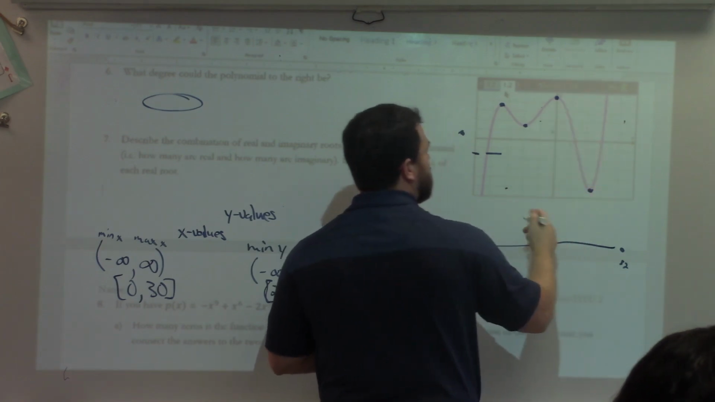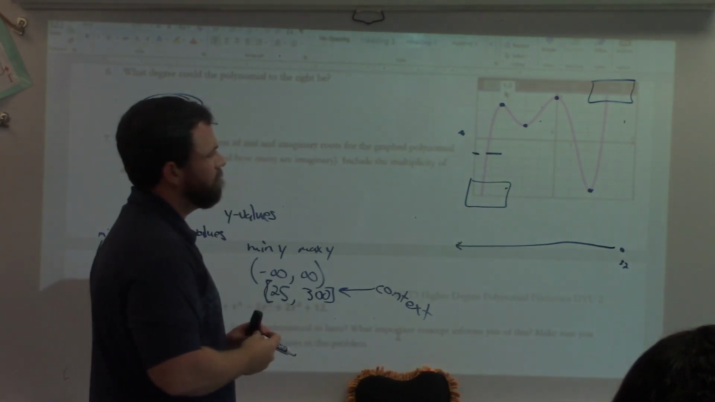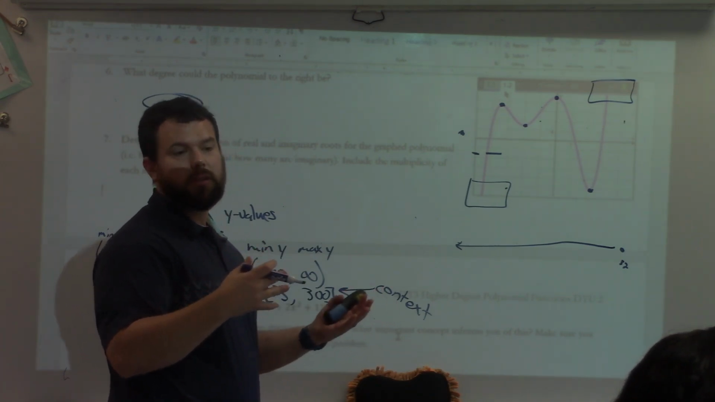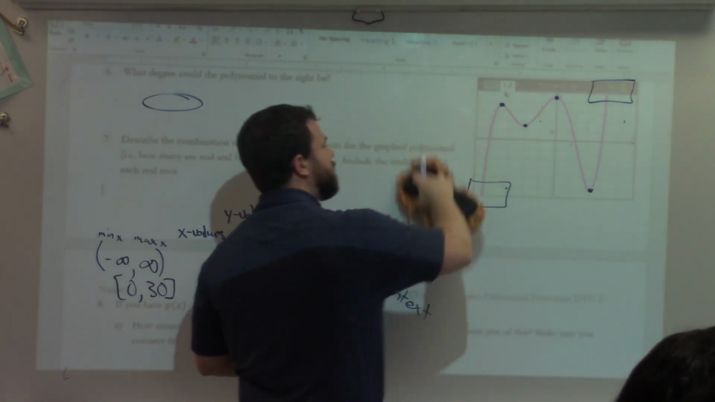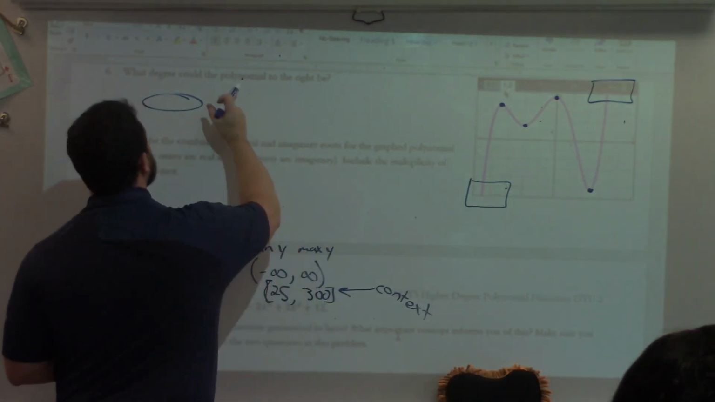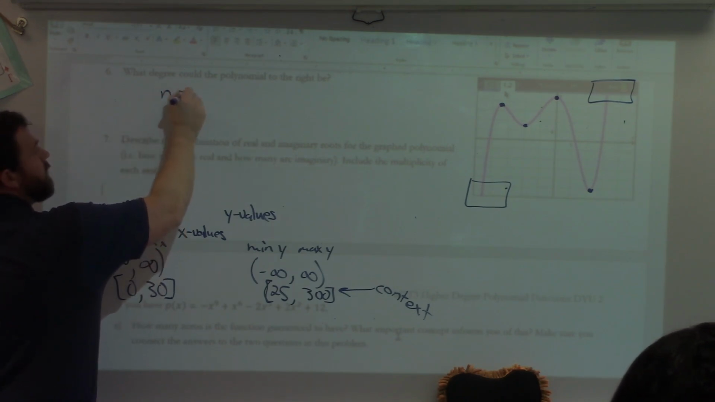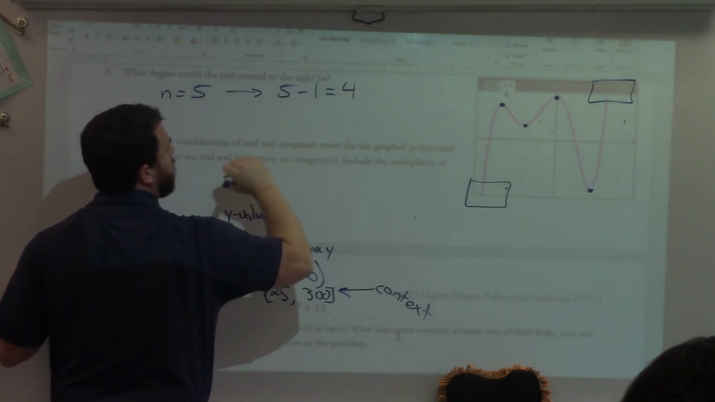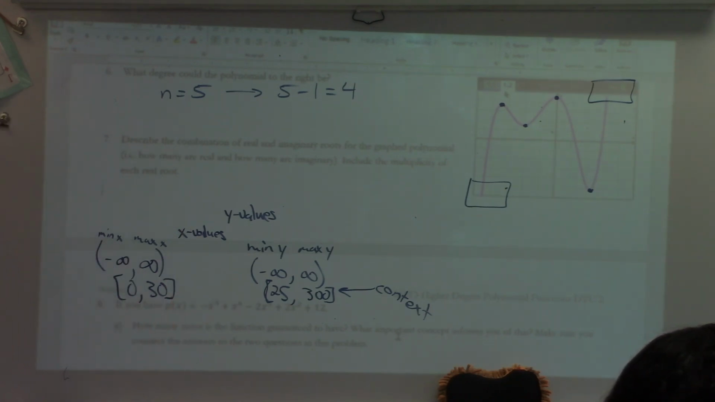But we've got to remember, look at your end behavior. Could this be 4th degree? No. Why not? So the end behavior is different, right? It can't be 4th degree. It had to be an odd degree, okay? What degree could it be? 5th, right? So n is probably equal to 5. Why? Because 5 minus 1 is equal to 4. Remember, n minus 1 is the maximum number of extrema. And so the fact that there's 4 extrema should have led us to 5th degree.